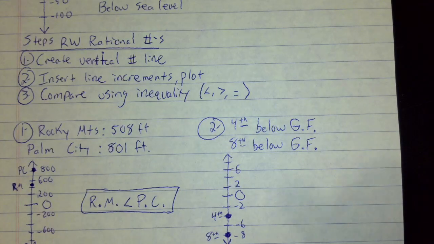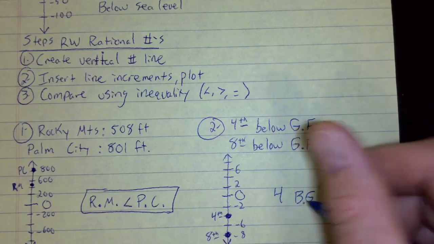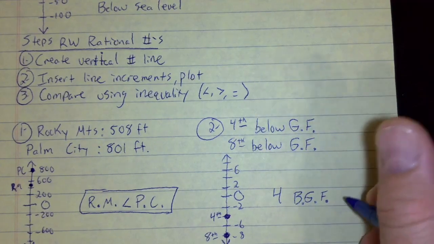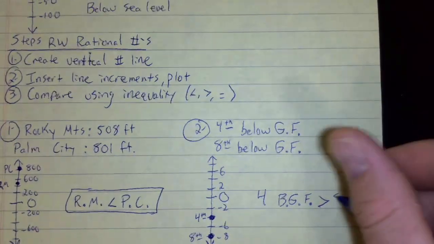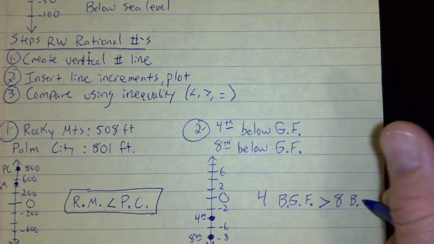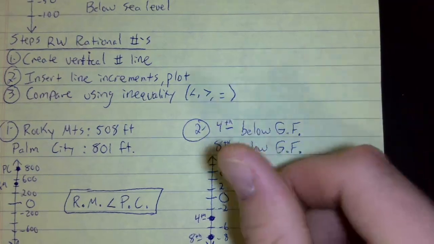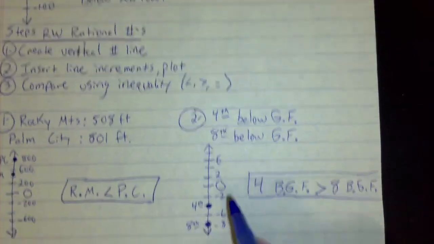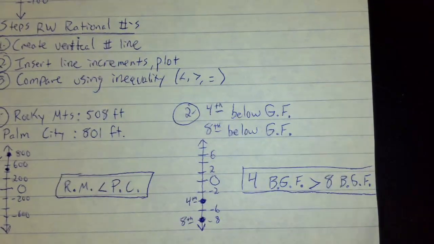So once you go to compare, 4th below ground, BGF, below ground floor, is going to be closer to 0, so that's greater than 8th below ground floor. That's it. 4th floor below ground floor is greater than, closer to 0, than 8th floor below ground floor. Let's see another one.